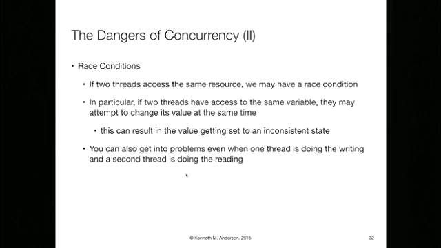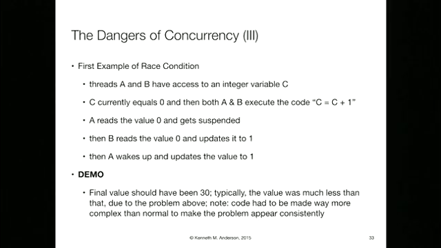You can also get into problems even when one thread is doing just the writing and the other is doing just the reading. If you don't synchronize it properly, you can get stale reads where it's reading the wrong value because the latest value just didn't propagate through the memory model to the thread that's doing the reading. All right, so let's see some examples of this.